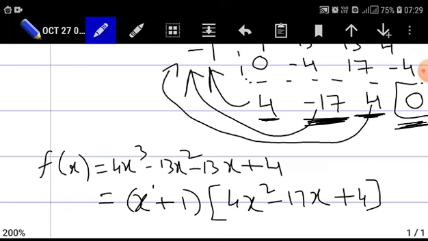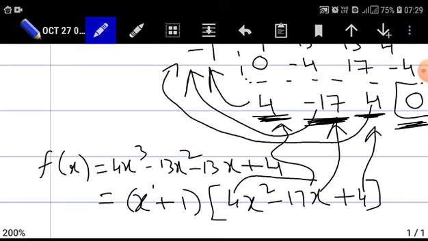Okay. So how we have written this 4x square minus 17x plus 4 is from these values. This is for 4x square, and this is 4x square. For 17 it is minus 17x, and the constant is 4. So 4x square minus 17x plus 4 we got.